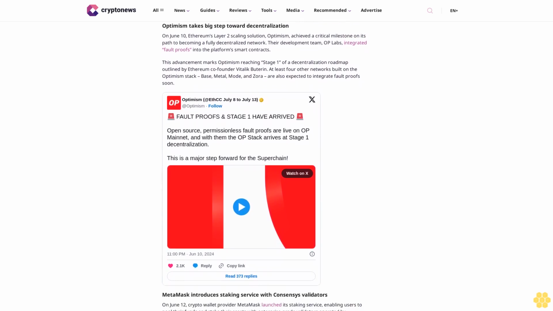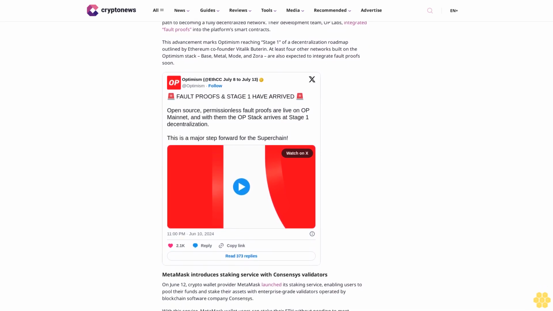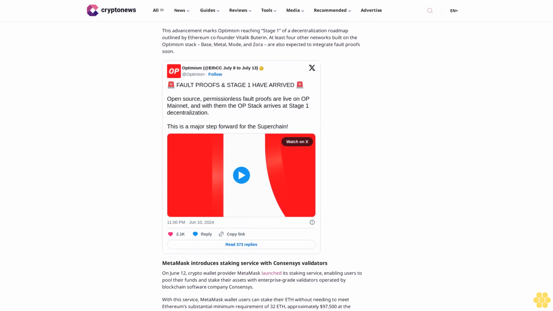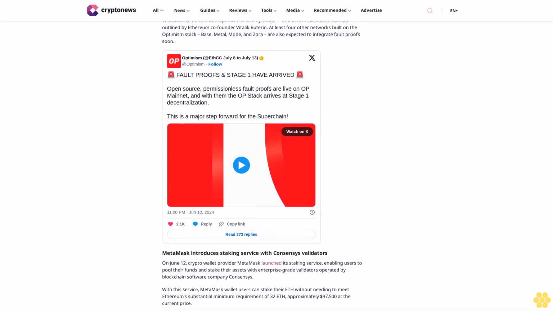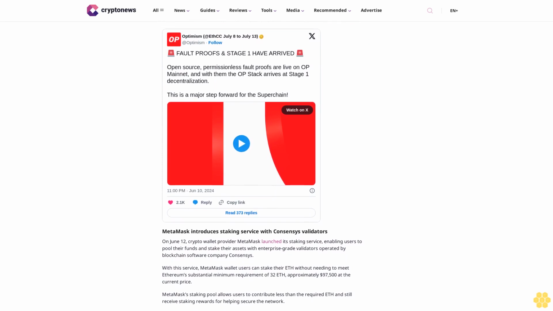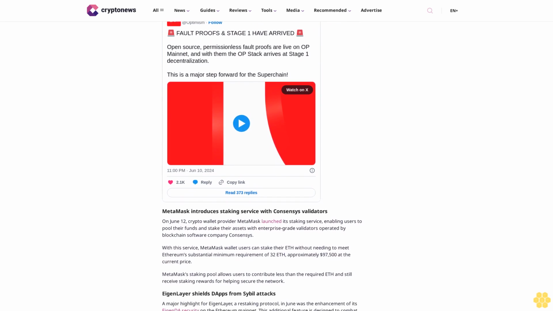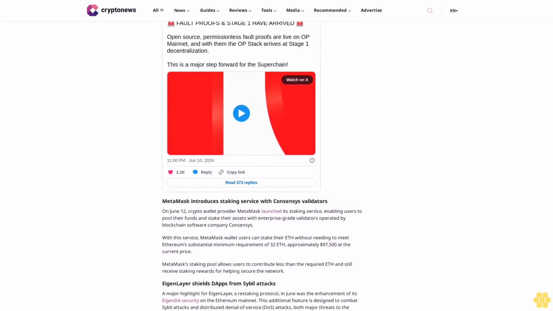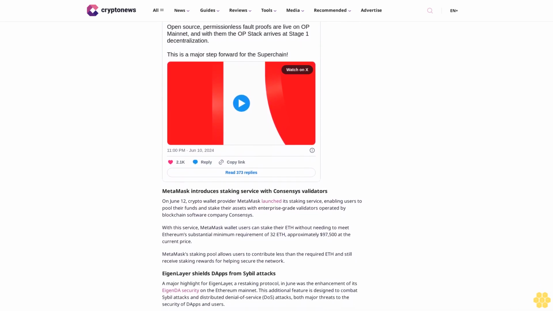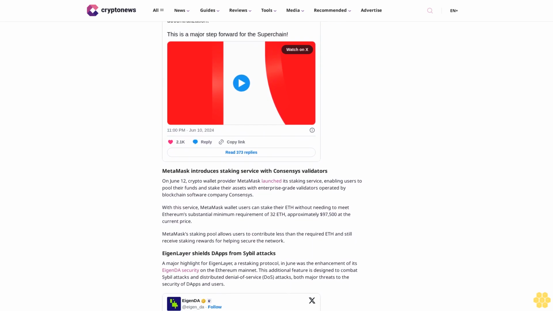Optimism takes big step toward decentralization. On June 10, Ethereum's Layer 2 scaling solution, Optimism, achieved a critical milestone on its path to becoming a fully decentralized network. The development team, OP Labs, integrated fault proofs into the platform's smart contracts. This advancement marks Optimism reaching stage one of a decentralization roadmap outlined by Ethereum co-founder Vitalik Buterin.